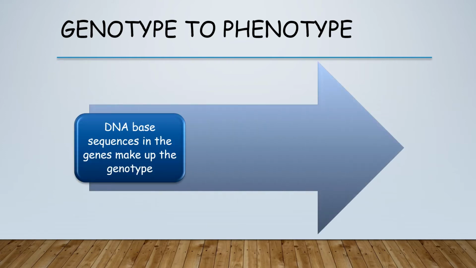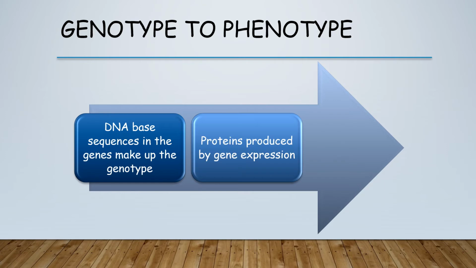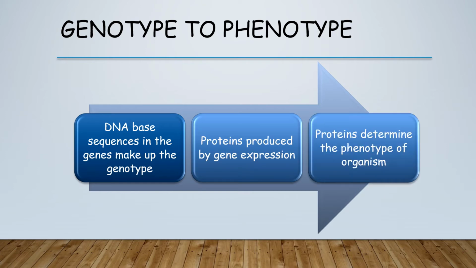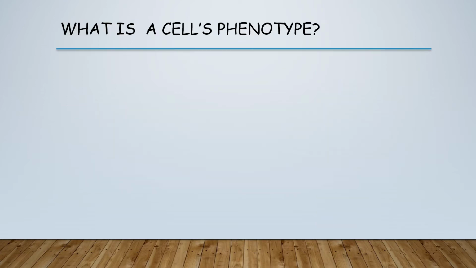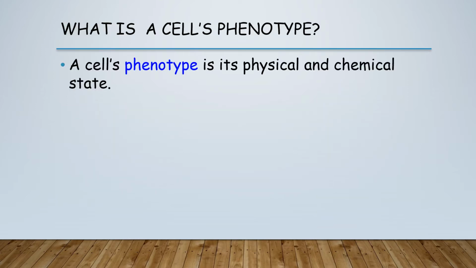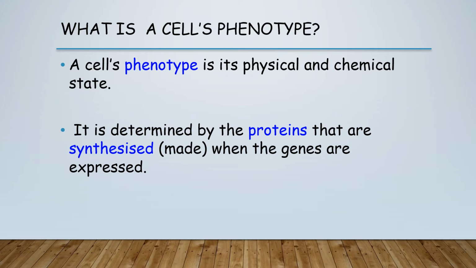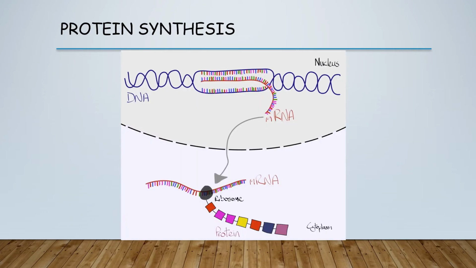So we do have the base sequences making up our genotype. That then determines the proteins that are produced by gene expression, which then determines the phenotype or physical characteristics of the organism. So a cell's phenotype is its physical and chemical state, which is determined by the proteins that are synthesized when the genes are expressed, which is called protein synthesis. And here's a rough diagram of protein synthesis. As we remember from National 5, there are two stages to it, and we're going to look at those two stages in a lot more detail in the coming video lessons.